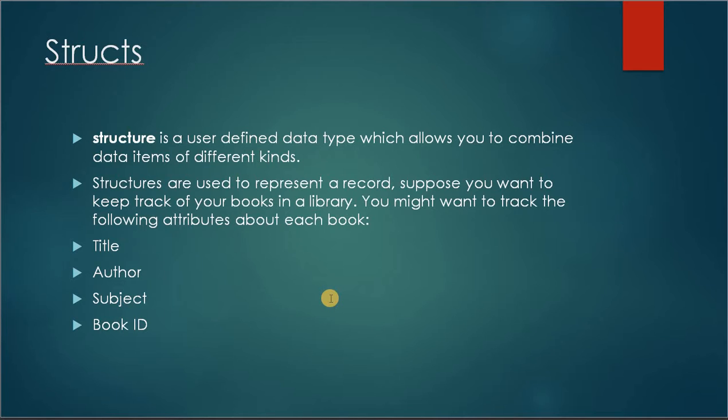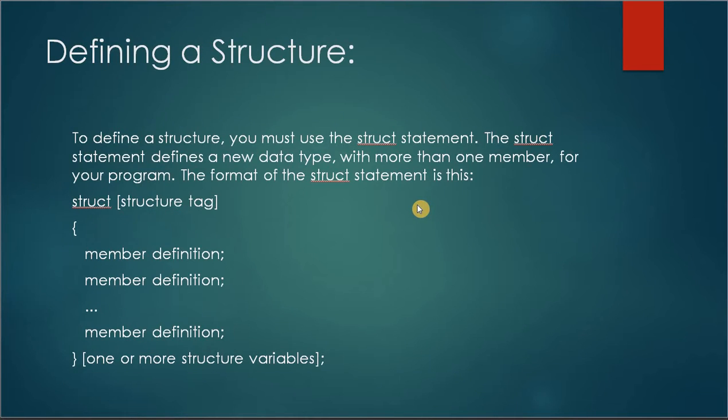What we're going to do in a struct is create like a table of data attributes, and it's going to be whatever type we declare it to be. So let's see how that works. If we were going to create a struct about books, we would want certain attributes. Maybe the title, the author, the subject, and then there's always a book ID. Okay? So here's how we define a structure.